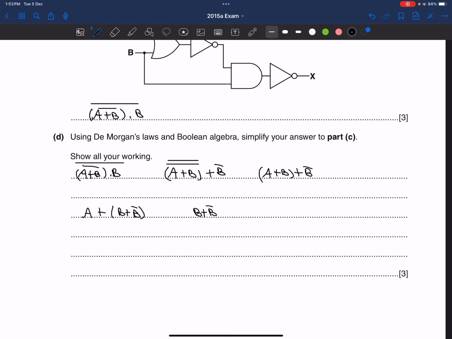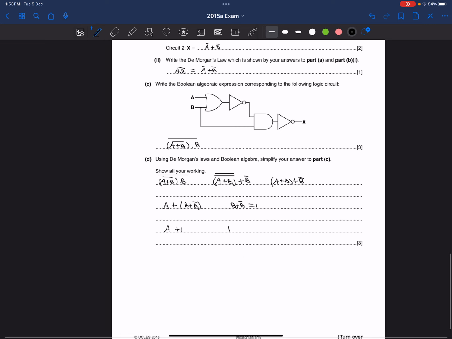And B or not B is the same as giving us 1. So then we end up simplifying that down to A plus 1. And anything or 1 must also give us 1, so the final answer we get there is 1.